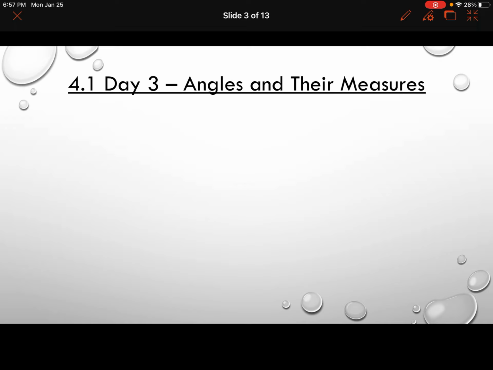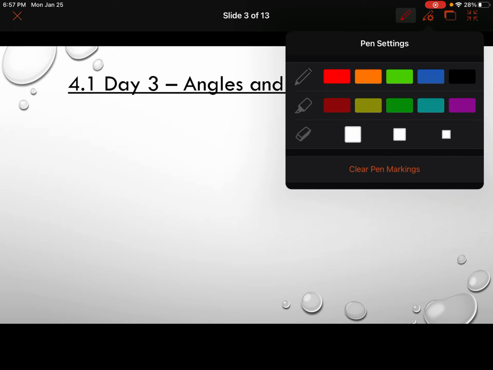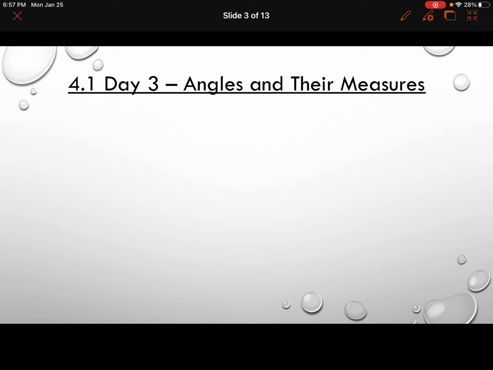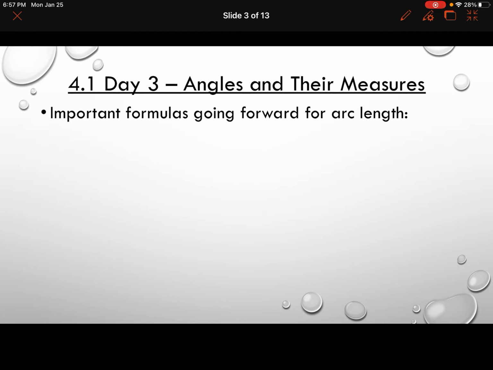So we'll start off with a quick recap of the formula that was discovered in class yesterday, which is the following: the arc length is equal to the radius times the central angle.